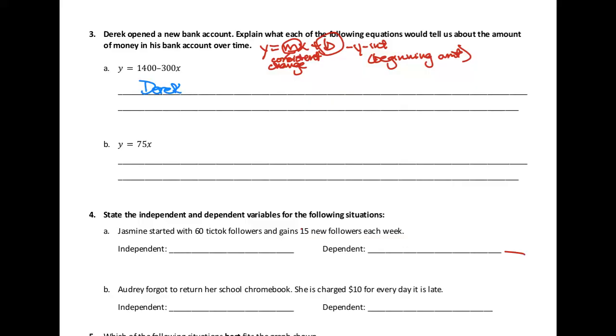So, Derek, you could say started or opened the account. Anything that indicates an initial amount. Derek opened the bank account with $1,400. That's your y-intercept. Okay.